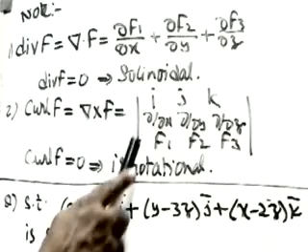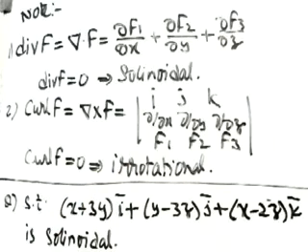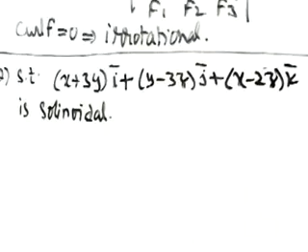In the same way, curl f is del cross f, and we know how to find the curl of f. It is the determinant with i, j, k; dou by dou x, dou by dou y, dou by dou z; f1, f2, f3. And if curl f is 0, we say it is irrotational. So let me continue and do more questions on this.